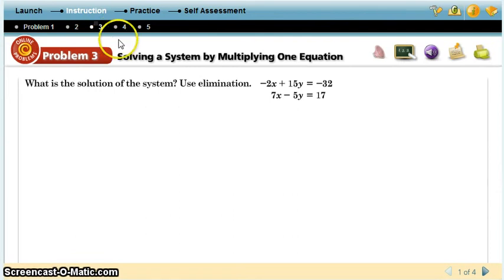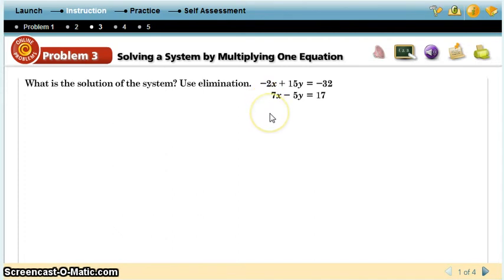We have negative 2x plus 15y equals negative 32, and we have 7x minus 5y equals 17. X's are not the same, y's are not the same. So what we're going to do is actually manipulate one of these two equations. There are examples, and we'll get to that in just a minute, where you would manipulate both equations. But for this one, we're just going to manipulate one of them. And by manipulating, what I mean is we're going to multiply one of these equations by a specific number to make it match the other equation. So we're basically forcing like coefficients using multiplication.